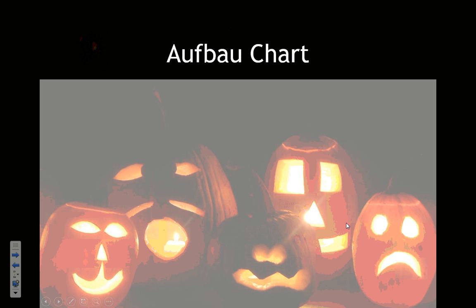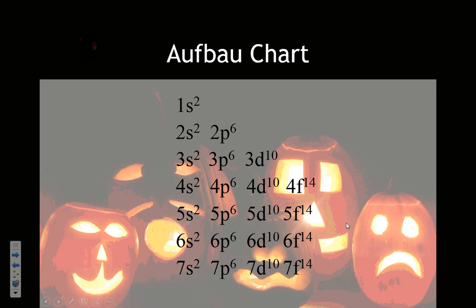So we're actually going to modify this just a little bit and look at it this way. 1s with 2, 2s would take 2, 2p would take 6, and so on. So notice our 3d is 10 and our 4f is 14. So written in this way, I think the Aufbau chart is a little bit more useful for some of the things we're going to end up doing.